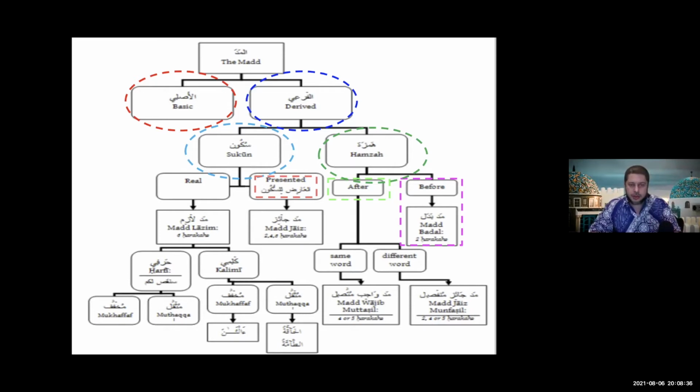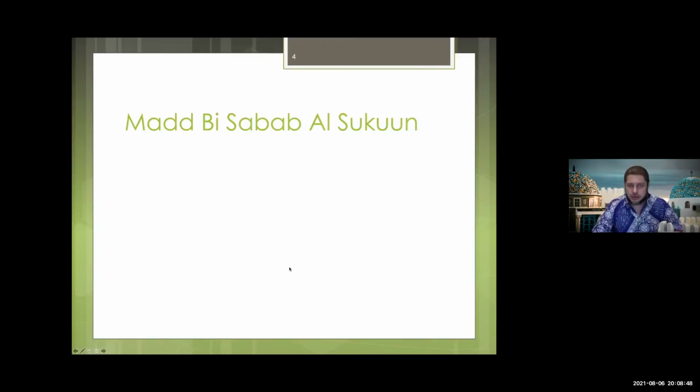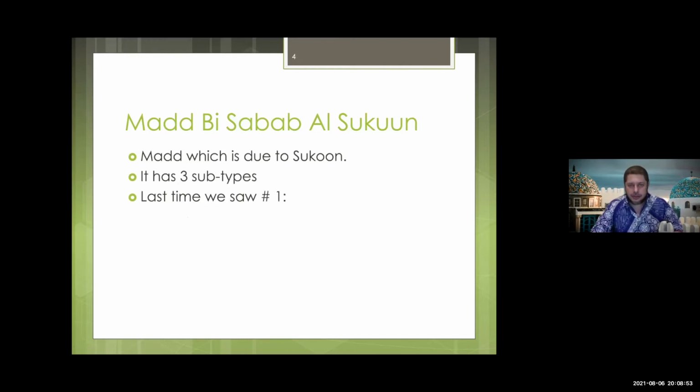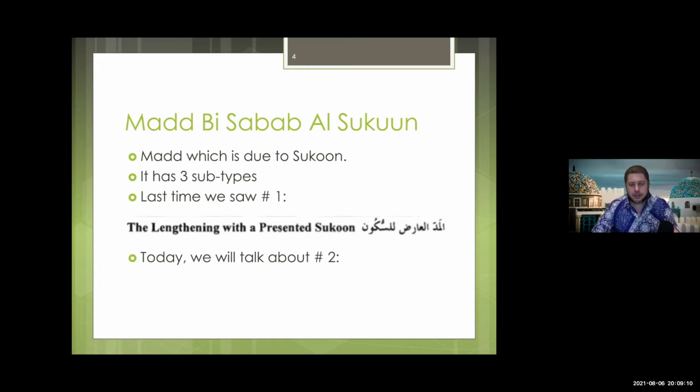All right, so what are we going to do today? If you look at the left part of your screen, inshallah, we're not going to look at mad lazim. This we'll be covering next week, but we'll talk about something different. This is actually a recap. Mad bi sabab sukun, or al-mad al-arid bis-sukun. We have 3 subtypes, and last week we saw 1 subtype. We called it al-mad al-arid lis-sukun, or the lengthening with a presented sukun. Today we will talk about number 2.